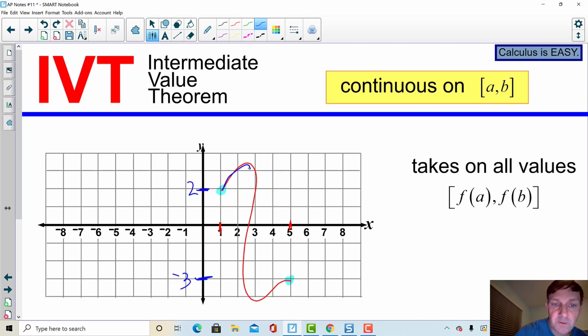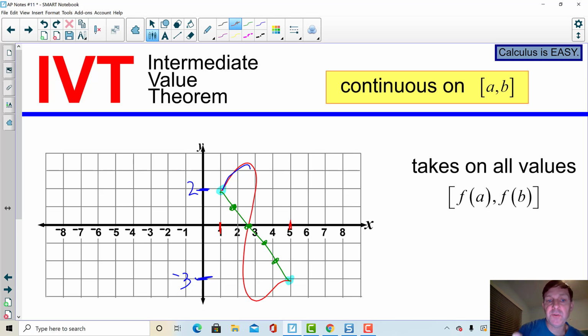Now we don't know if it goes up, so we're not actually guaranteed any heights above 2. It's possible that the graph might just go straight to the other point. But we are guaranteed every single height between 2 and -3. So we're guaranteed a height of 1, at least somewhere inside that interval. There's at least one spot where the height is 0. There's at least one spot where the height is -1 and -2. So we're guaranteed all intermediate heights.